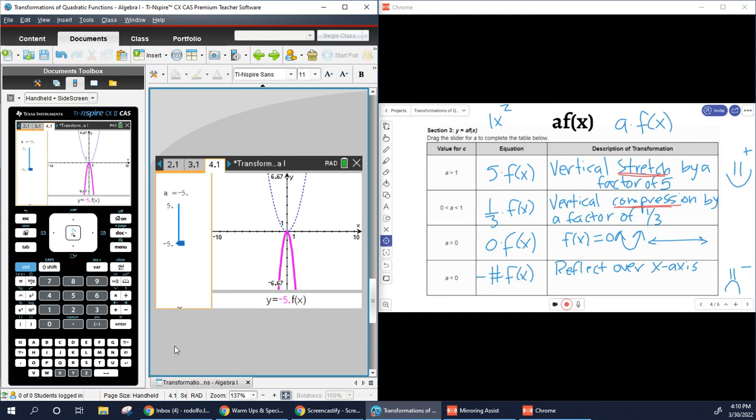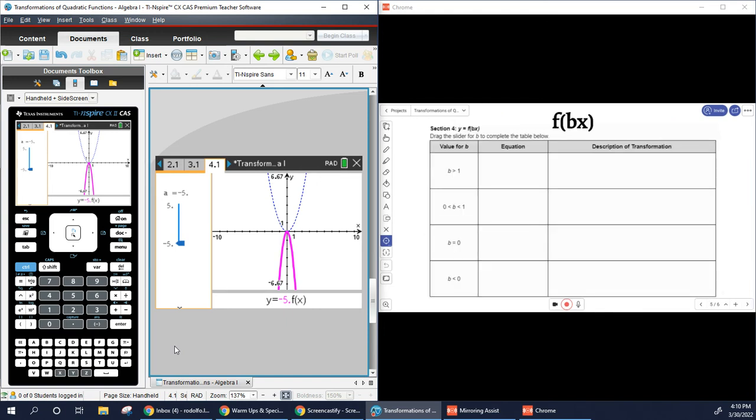All right, let's talk about our last transformation. Okay, this one is the least common transformation. Now we're also multiplying, but instead of multiplying on the outside, we're multiplying within the function. So inside of the function, we're going to multiply it times a factor of b.